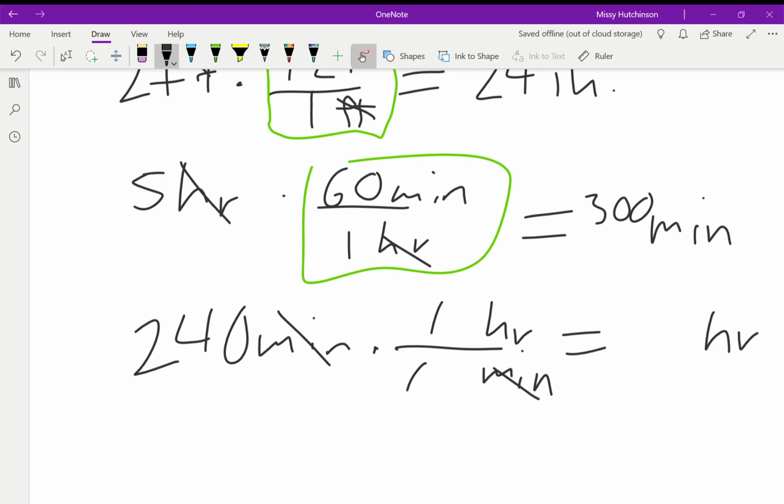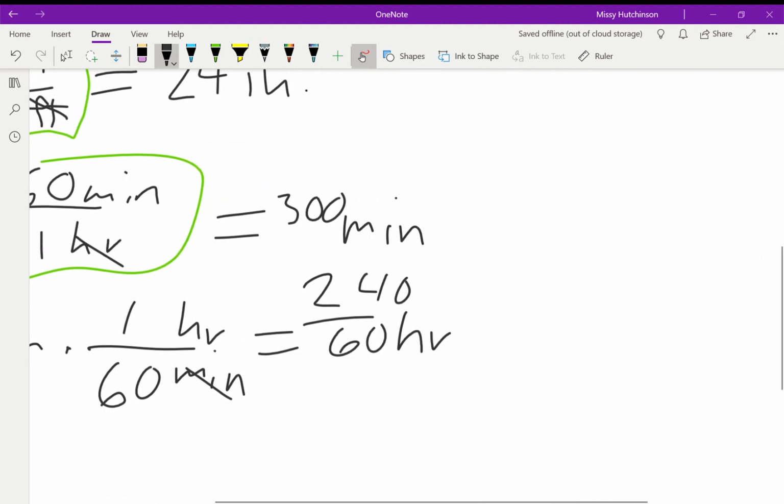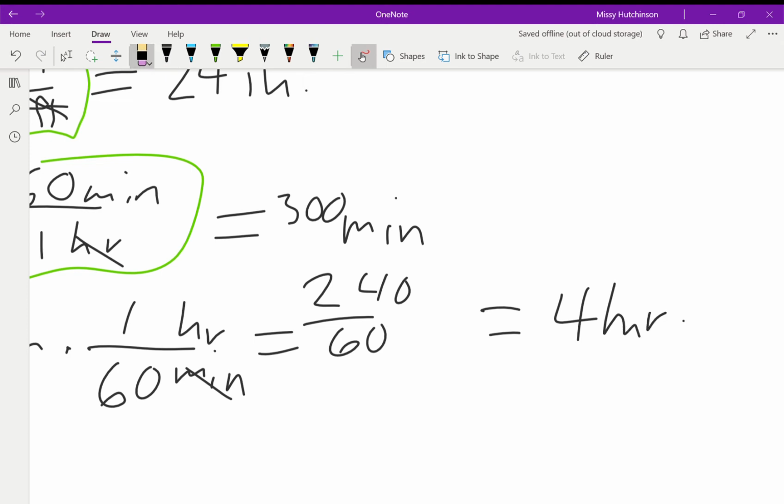I know that 1 hour is equal to 60 minutes. This time when I multiply, I have the 240 times 1 over, remember, anytime we have a whole number like this, that has to be over 1. So I have 240 times 1 over 1 times 60, which would give us 240 over 60. And I can simplify that. 240 over 60 is equal to 4. So that has to be 4 hours. The hours being on the top here, it got a little messy. But the hours are what's left.